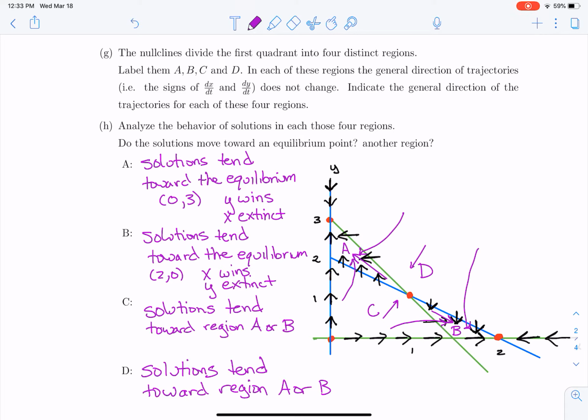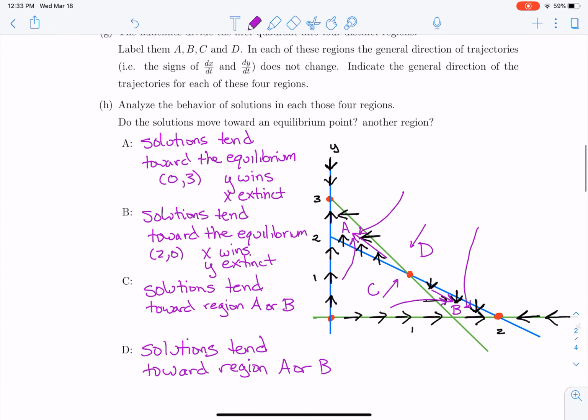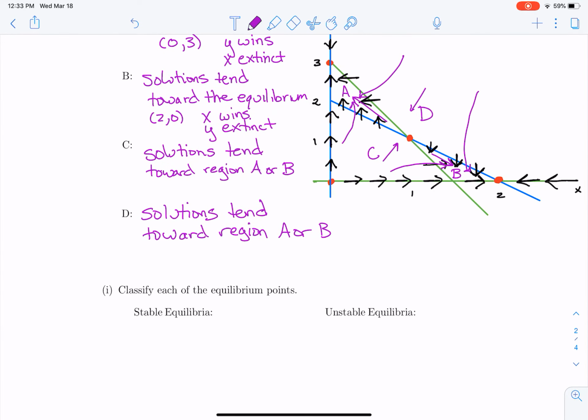And this gives us a general sense of what's going on for the entire first quadrant, where x and y are positive. And we really want to focus where x and y are positive because these are supposed to represent populations. Well, this gives us a sense of what's going on with the equilibrium points as well. It appears to us that (0, 3) and (2, 0) are both stable equilibrium points.